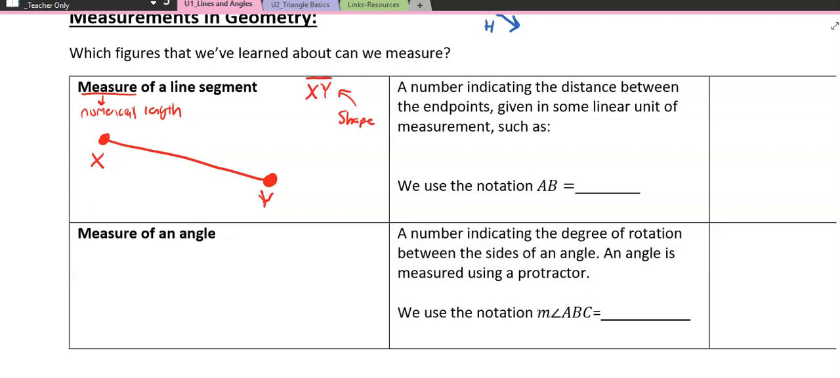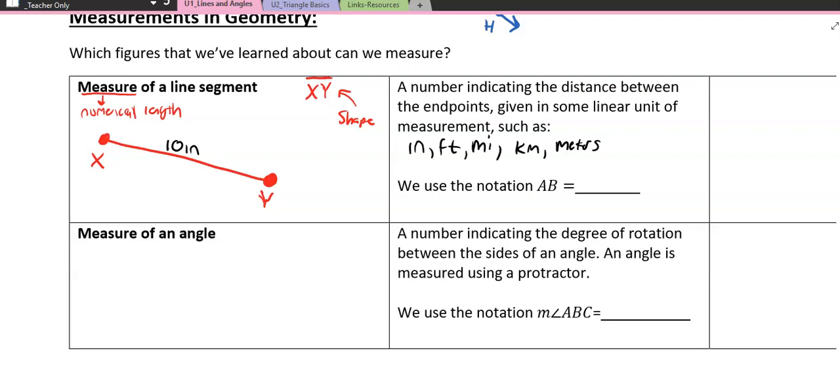Now, if we're talking specifically about the length of this segment, let's say the length here was 10 inches. This is now referring to something a little bit different. So what we want here is a number indicating the distance between the endpoints given in some linear unit of measurement. There's all sorts of different measurements we could use: inches, feet, miles. If we want to go to the metric system, we could talk about kilometers, meters, and so on.